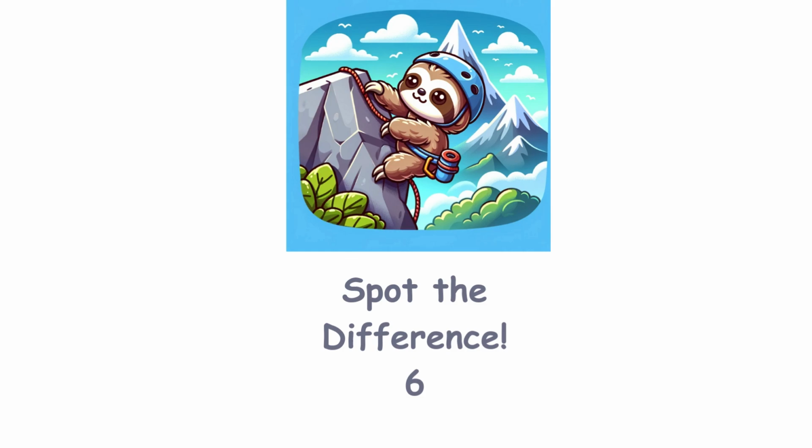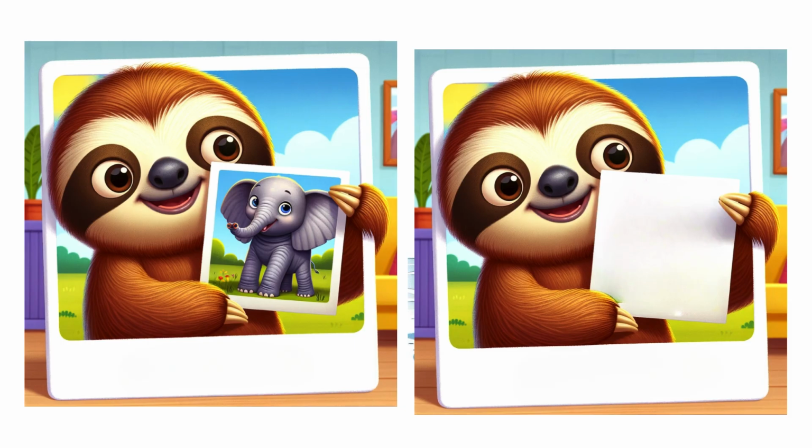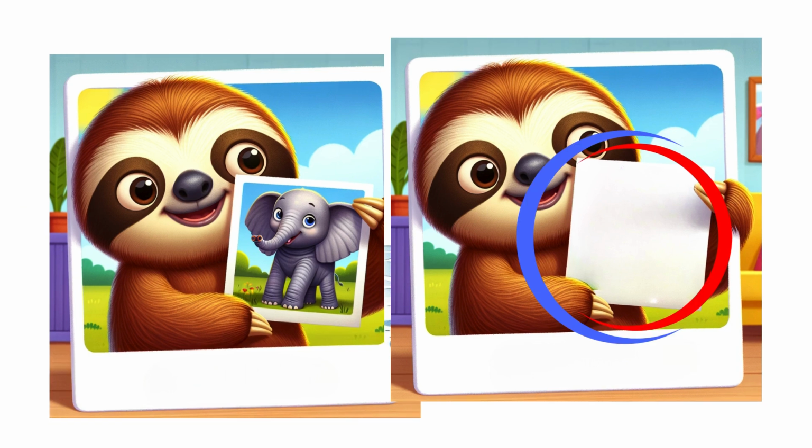I'd like you to help me. Can you spot the difference in this picture? Very good. The elephant. The elephant's not in the photo.